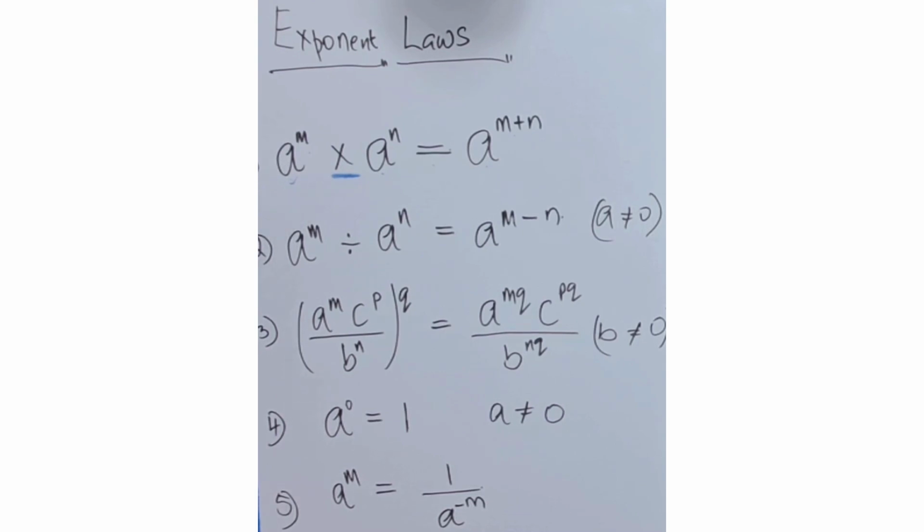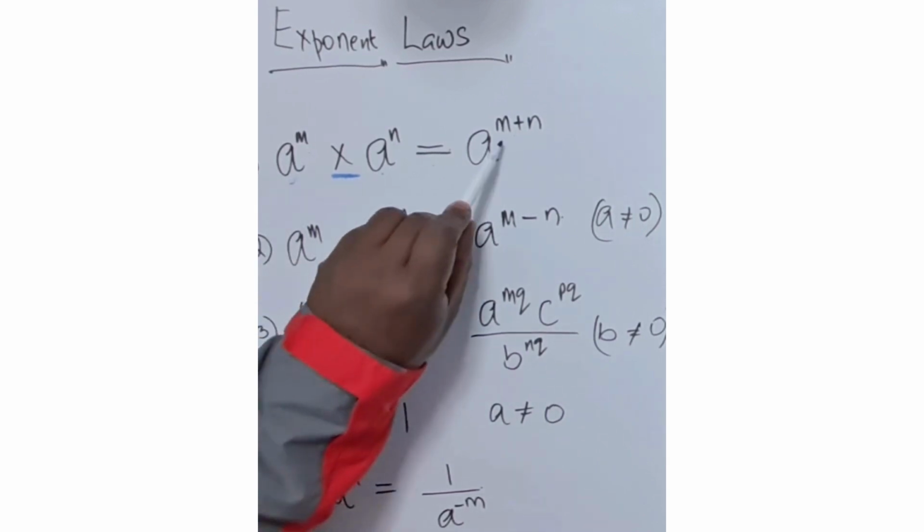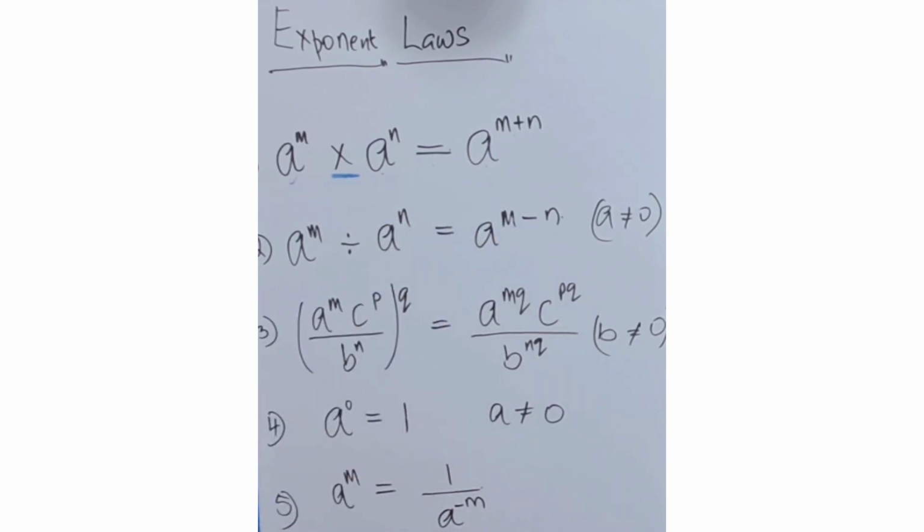So there should be two conditions. The first condition is that the bases should be the same, and the second condition is that we should be multiplying. If those two conditions are satisfied, then we can add the exponents.